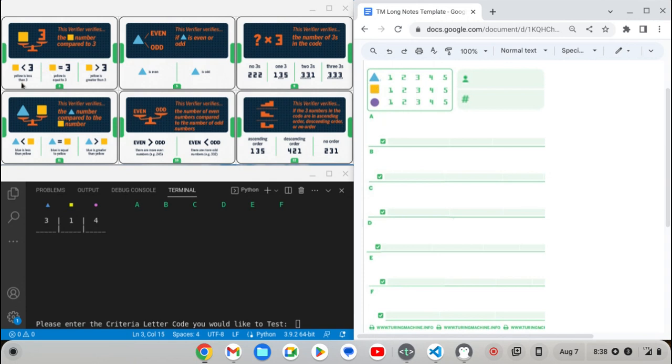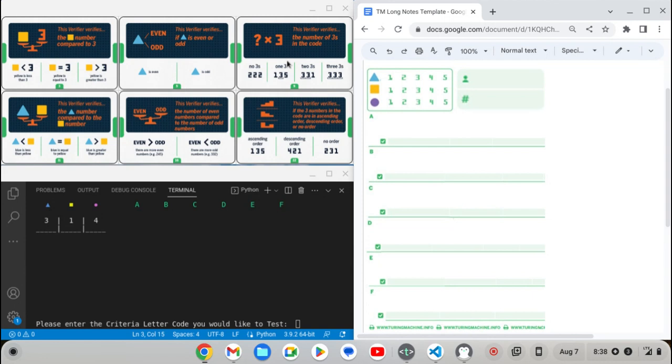So should the value of square be less than 3? Should it be equal to 3? Or should square be greater than 3? Criteria card B looks at our first digit, the triangle digit, and the Turing Machine will let us know whether its value is even or odd.